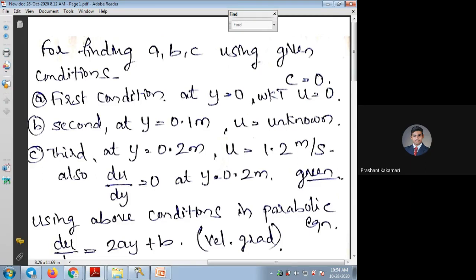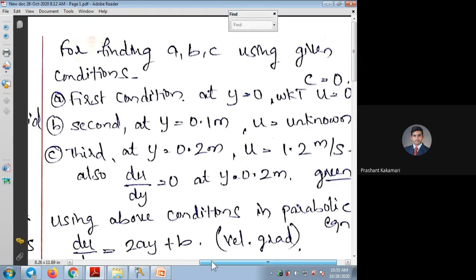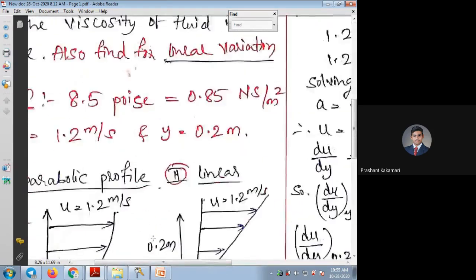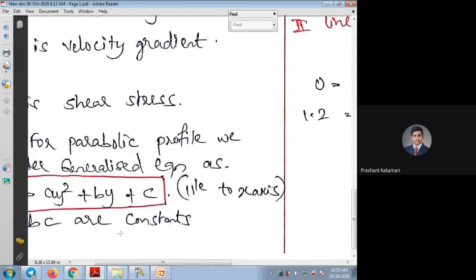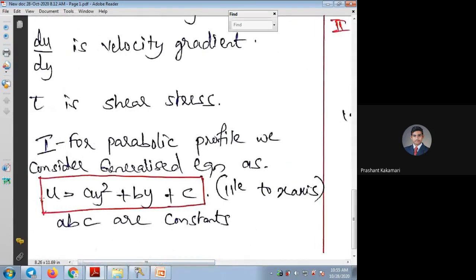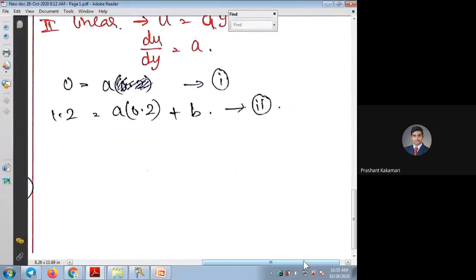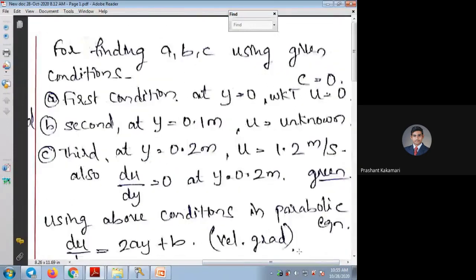If you put these two values in the equation of parabola, here u is 0, y is 0. So what will happen? C equal to 0, the constant will be 0. So we found out the constant as 0. The C value is 0 from the first condition, that is when y is 0 and u is 0. So once this C value is known as 0, it is not important for our problem. So C will be 0.